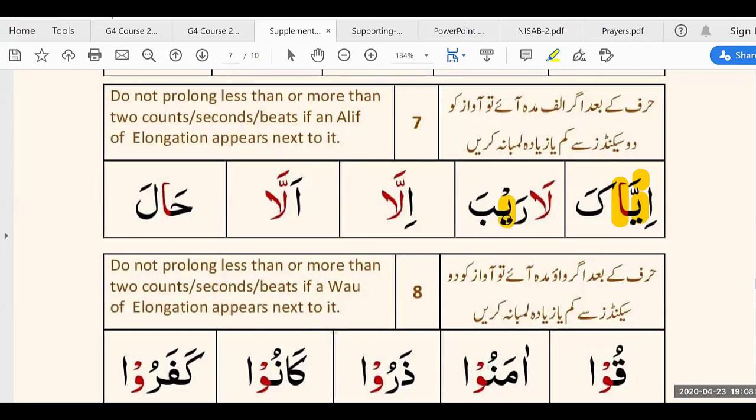Okay. Can you tell me which rule you have applied here? Yeah, it's ya lean, so it's harfi lean rule. Yes. And what's the rule? You have to prolong it for 2 seconds and softly. Yes, that's right. You have to say it softly.